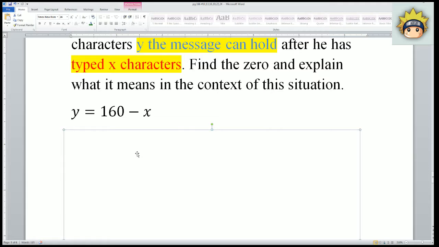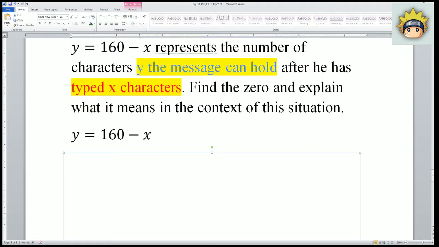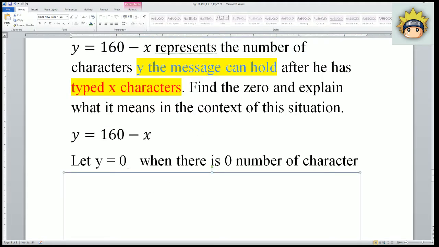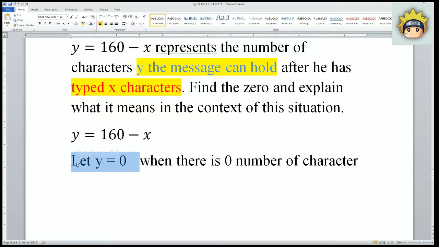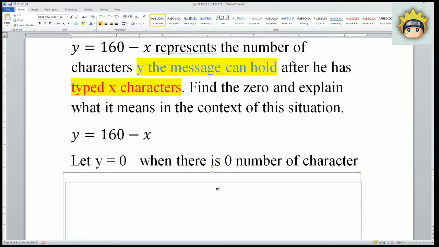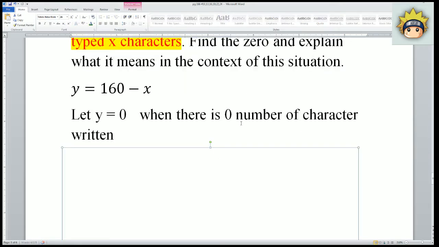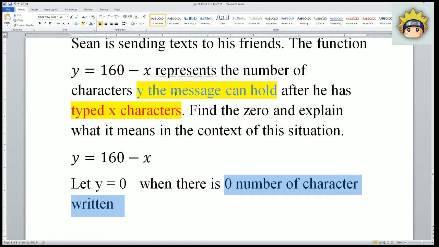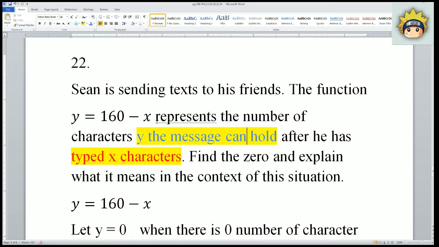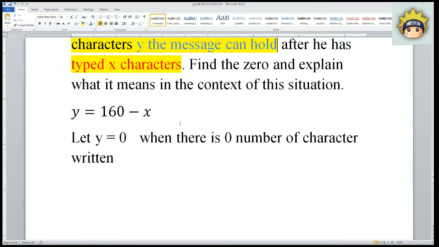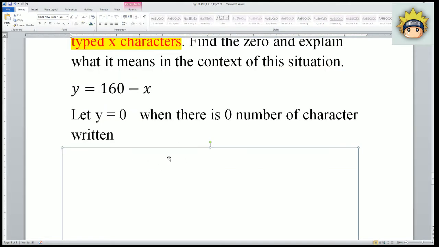All right. So to find the 0, we have to set y equal to 0. Let me explain what y equals 0 means in the context of the question. We just type in wherever the unit is. When there are 0 characters written, the function here represents the number of characters the message can hold. So if you type in 0 characters, let's see what you have.